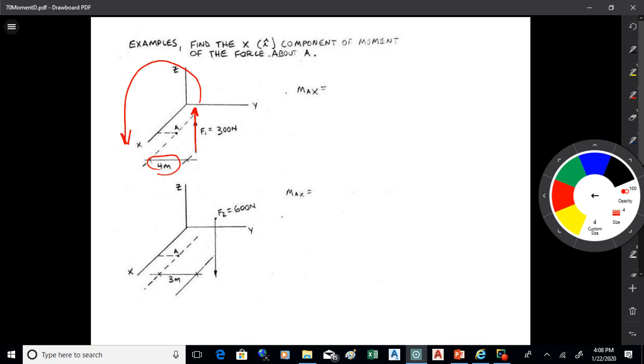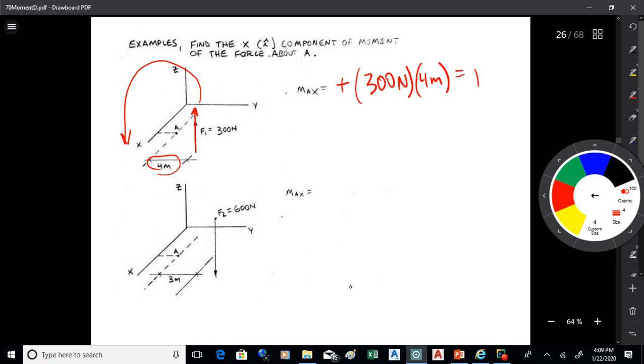Now, if you take your right hand and you twist it that way, your thumb points out of the page. Okay, so that's going to be a positive. So right-hand rule. And if you look at that, that is a counterclockwise twist, and your thumb's going to point out of the page. Okay, so that's going to be a positive, and you'll take the 300 newtons times the 4 meters. All right, and what you're going to get there for M_Ax is positive 1,200 newton meters. Okay, so that'll be positive there.